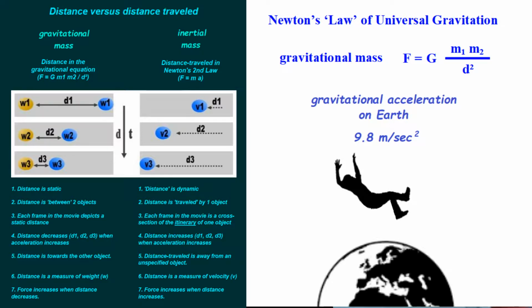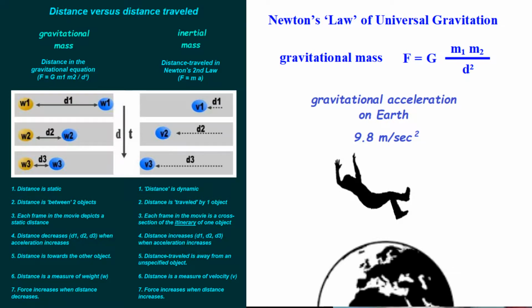And these people never noticed the qualitative difference between the little d, the distances involved in gravitational mass versus the distance involved in the force law, in Newton's second law. In one case, distance is static. In the other one, distance is dynamic. In the first one, distance is between two objects. In the second one, distance is traveled by one object. You have force equals mass times acceleration. The mass is accelerating. You're looking at motion. In the other one, you're having mass versus mass. You're just looking at the distance that separates the two.